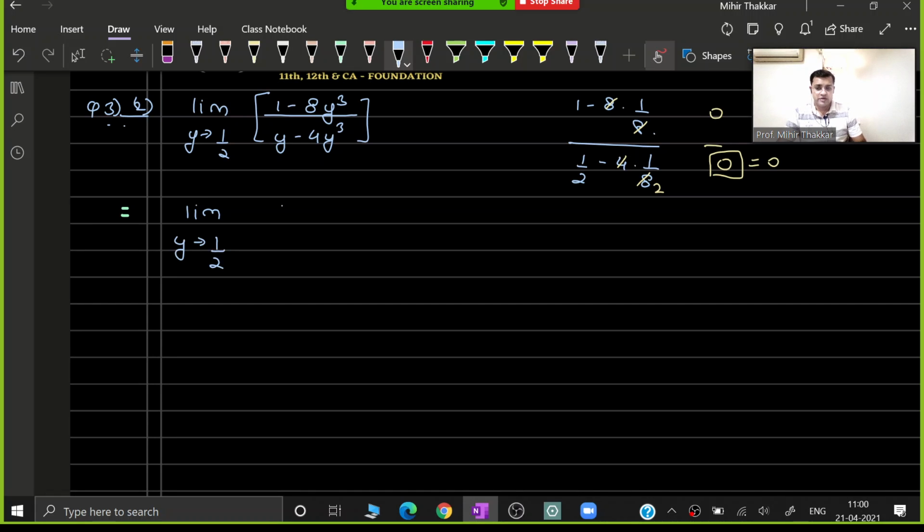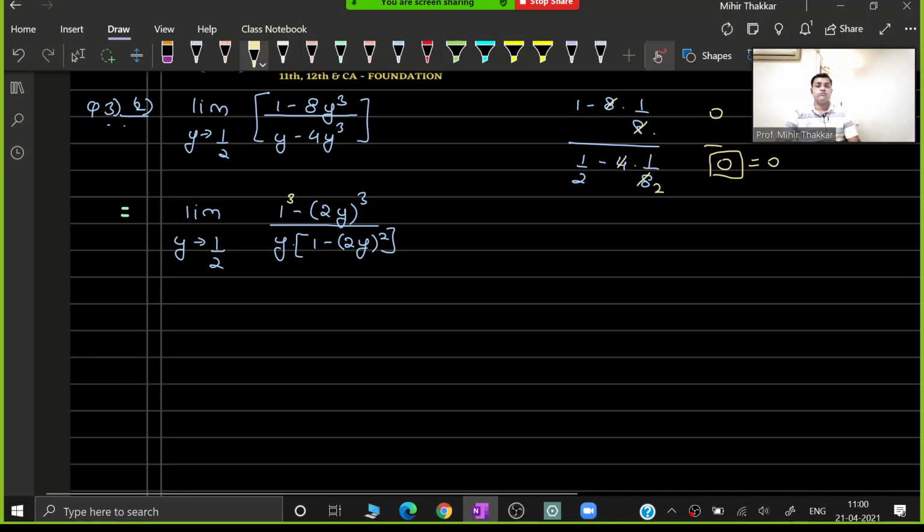Limit as y tends to half, 1 minus 8y cube will be written as 2y the whole cube. And in the denominator, I will just take out this one of the y element as a common. So I will get 1 minus 2y the whole square. So this is how I am trying to simplify my function so that I can easily do the factorization. So now when I want to do the factorization, the numerator will be considered as a cube minus b cube. Denominator will be considered as a square minus b square.